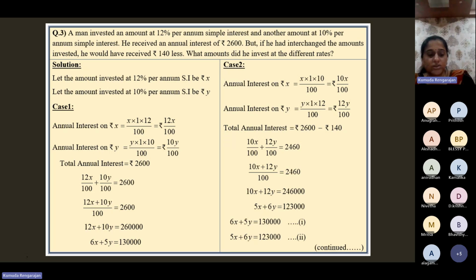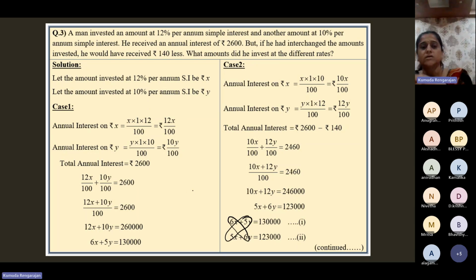Now look at the two equations. This is one equation, 6x plus 5y is equal to 1,30,000. And the other equation is 5x plus 6y is equal to 1,23,000. Clearly the coefficients are exchanged. We have just constructed the equations for the first and second case.